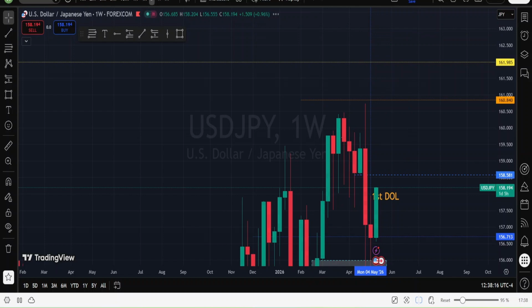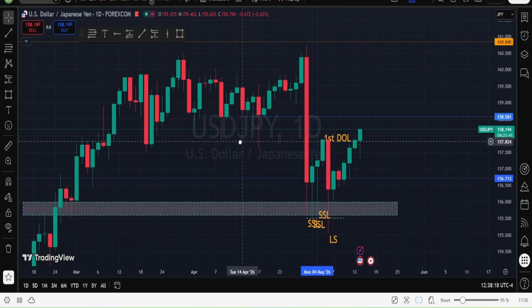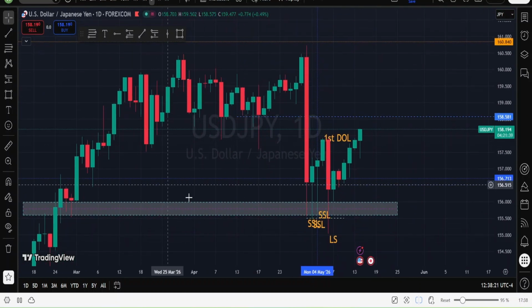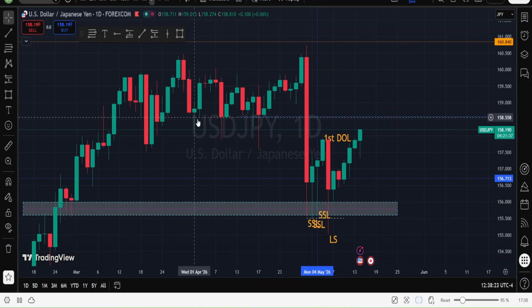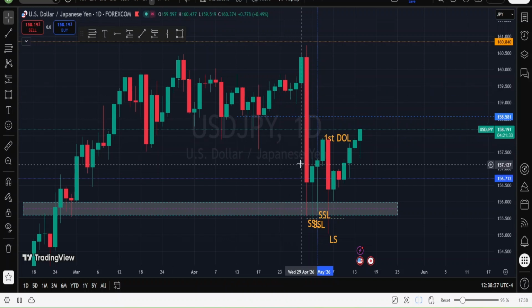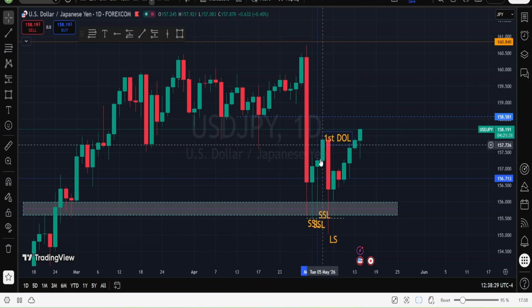So we drop to the daily time frame and then we ask ourselves, what is the market doing? Focusing on the same area from here, you can see in that particular pullback or retracement what the market did, but we are focusing here in this area.